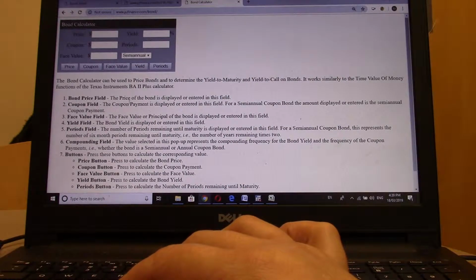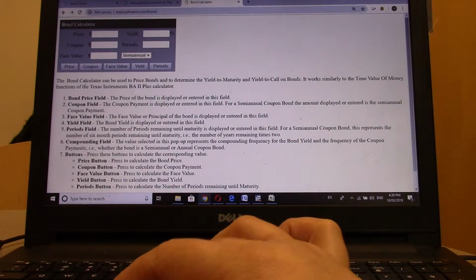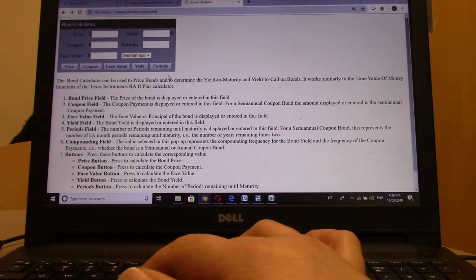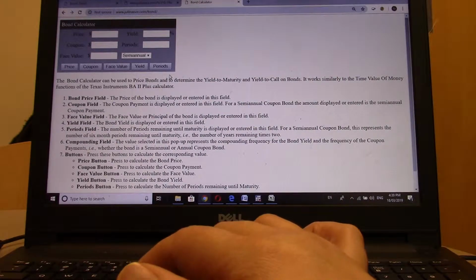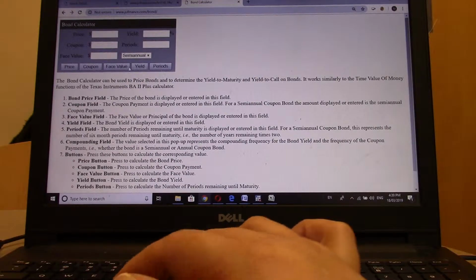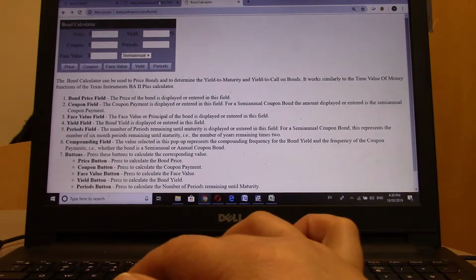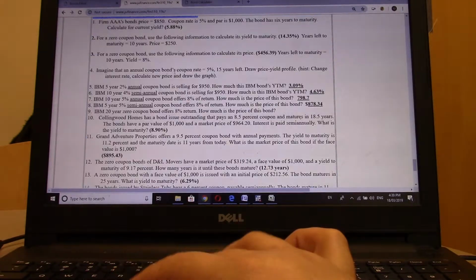If you want to calculate the price, you click on price, and just like the time value of money, the question you are trying to figure out is the one listed. You just click on that one so you can find it. Another way is you can use Excel.